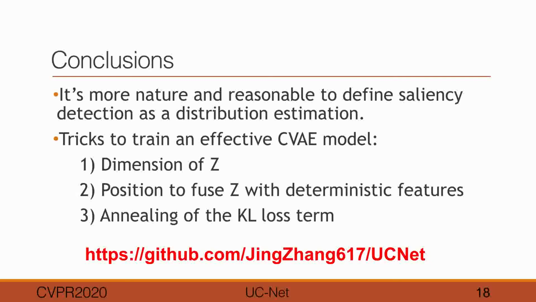Secondly, the position where Z is embedded in the network may influence the diversity of the prediction. And lastly, annealing the KL loss term can further produce better performance.